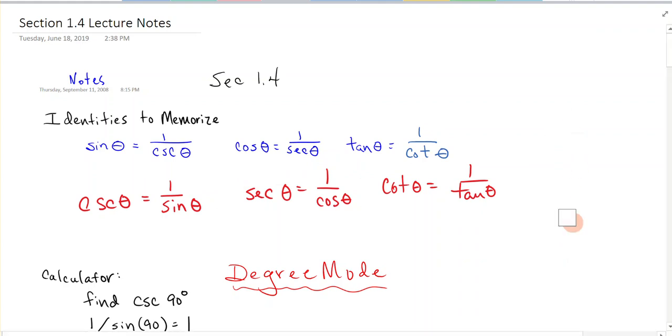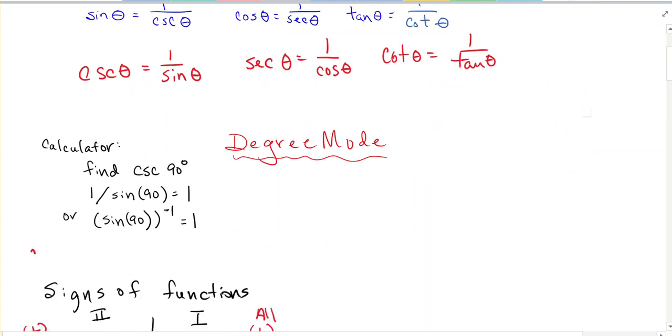When we're working with our calculator, we want to be sure that we are in degree mode for these. And in trig, it's really important to check your mode at times, because as we begin to go further, there'll be times when we want to be in radian mode. But for now, we want to be in degree.